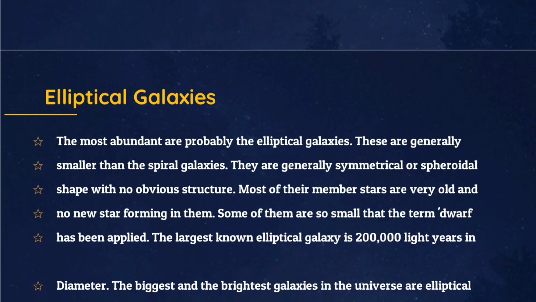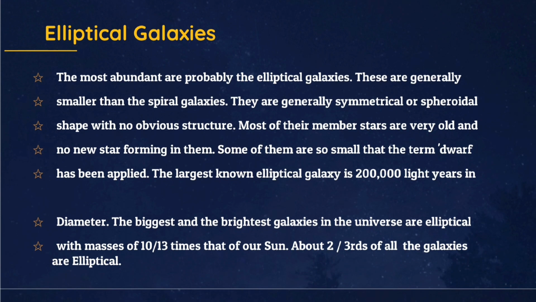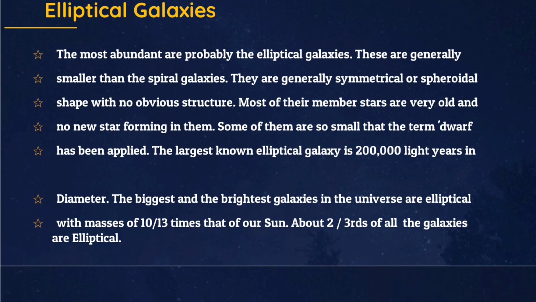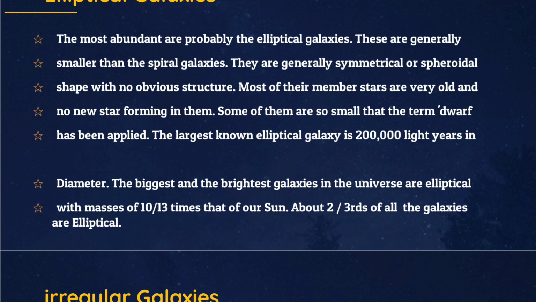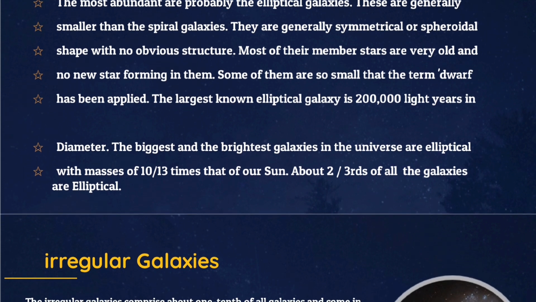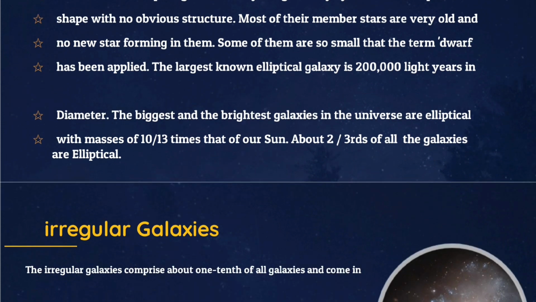Elliptical galaxies: the most abundant are probably the elliptical galaxies. These are generally smaller than the spiral galaxies. They are generally of symmetrical or spheroidal shapes with no obvious structure. Most of their member stars are very old and no new stars are forming in them. Some of them are so small that the term dwarf has been applied.